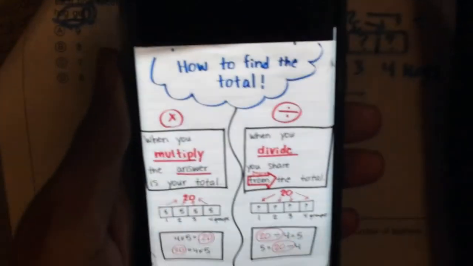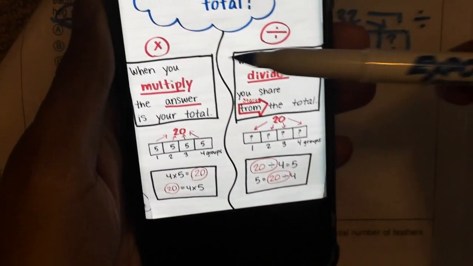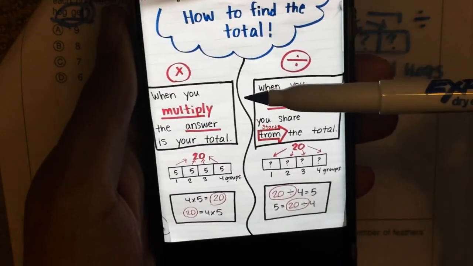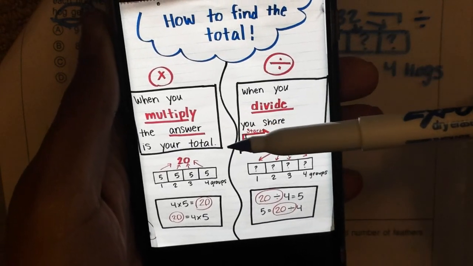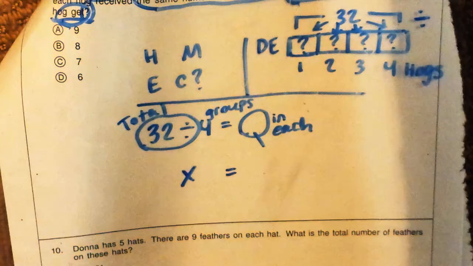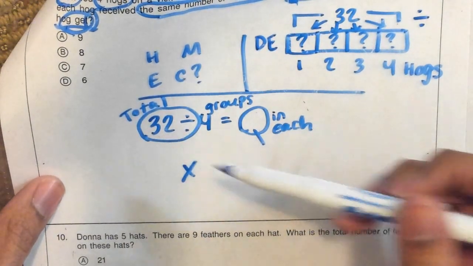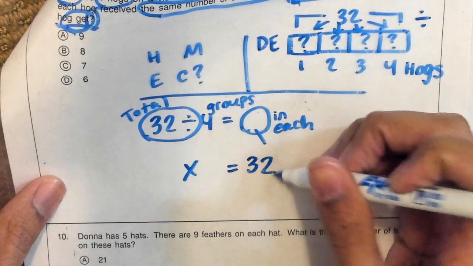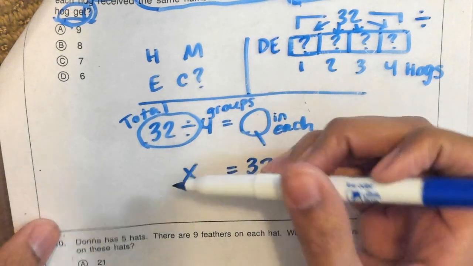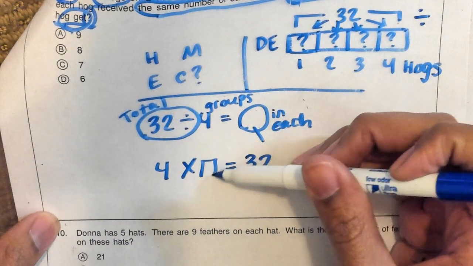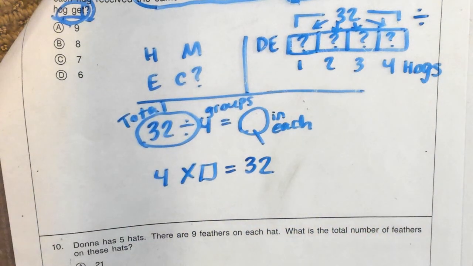Now I'm going to take a look at my how to find a total anchor chart. So since we're trying to turn it into a multiplication number sentence, I need to know that when you multiply, the answer is your total. So that means that this total of 32 now needs to be my answer. Here's 32, and the only other number in this sentence is 4. So I'm going to write 4. That means that 4 times something equals 32.